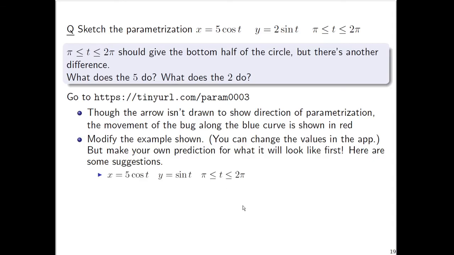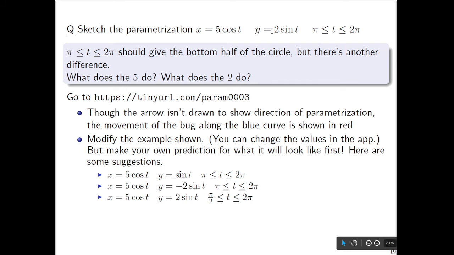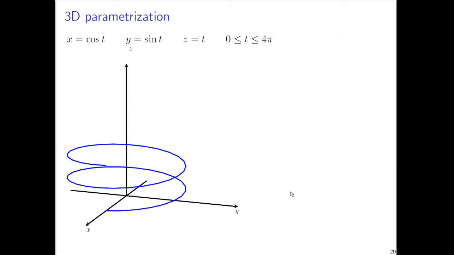Here are some suggestions for things to try. How about x equals 5 cosine t, y equals sine t, where you just remove the 2? What about if you put a minus sign in the y formula from what was originally up there? What if you kept the x and y formulas, but changed the t bounds? Just lots of options to try. Here's the next slide, an example of 3D parameterization.